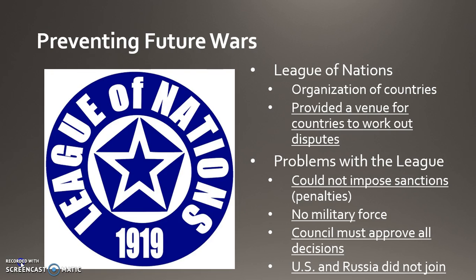They also had no military force. It had to rely on other countries to provide soldiers if they wanted to use the military for any reason. Also, all of the decisions made had to be unanimously approved by the council, which was certain countries who were selected as the leaders of the League of Nations, and often they disagreed. And the US and Russia did not join the League of Nations, and they were two of the most powerful countries in the world. The United States in particular was very influential after World War I, but they did not join the League of Nations, making it that much weaker.